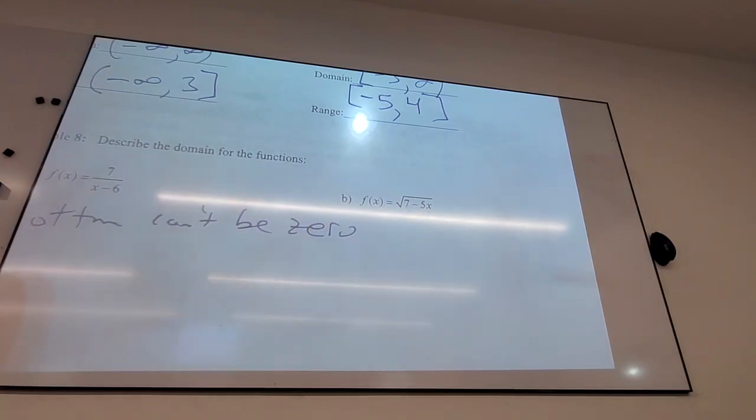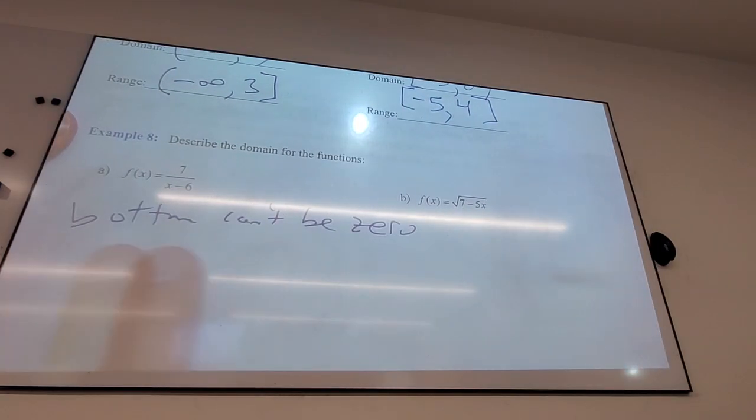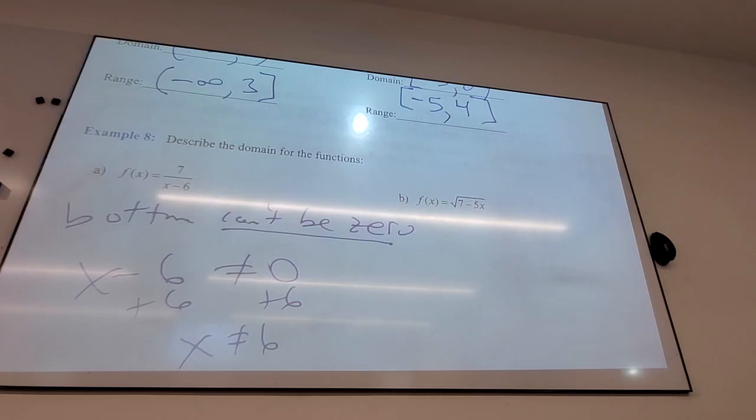Now, real quick, I'm sorry. This is not English, this is Jeffish, which is kind of related to English. What is the bottom? X minus 6. How do you write "can't be 0" in Mathish? Can't be 0. Add 6, x can't be 6. Okay. So what I'm trying to tell you is, look at this.